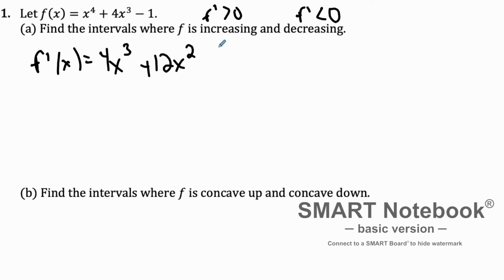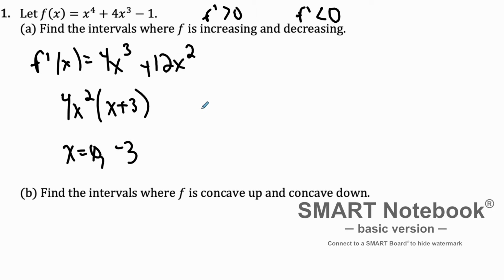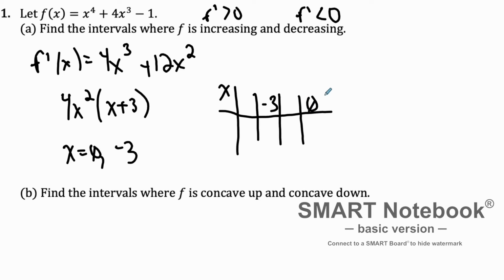Now if I want to see where it's positive or negative, the first thing I need to do is figure out where it is 0. So I'm going to factor out 4x squared, and I'm left with x plus 3. So this is 0 at 0 and -3. Now we set up our table. It will include a blank space to start, then our smallest number, -3, a number between -3 and the next number, which is 0, and then some number bigger than 0. So this is what our table will look like.